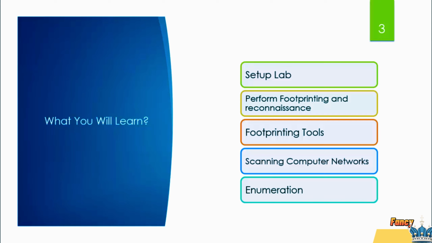In scanning computer networks, we will see how attackers scan target devices and gather information about operating systems, services, live ports, devices, etc. In enumeration, we will see how we can gather operating system information using enumeration techniques.